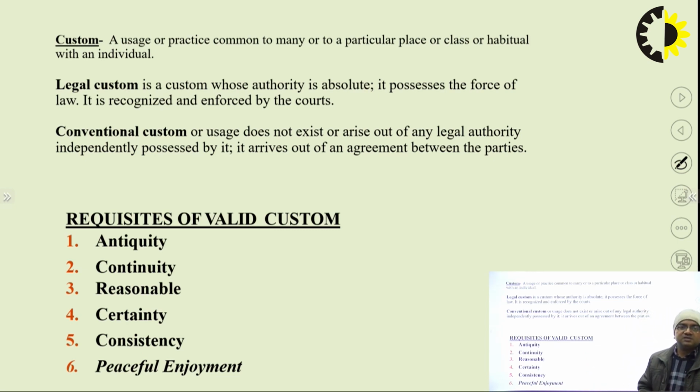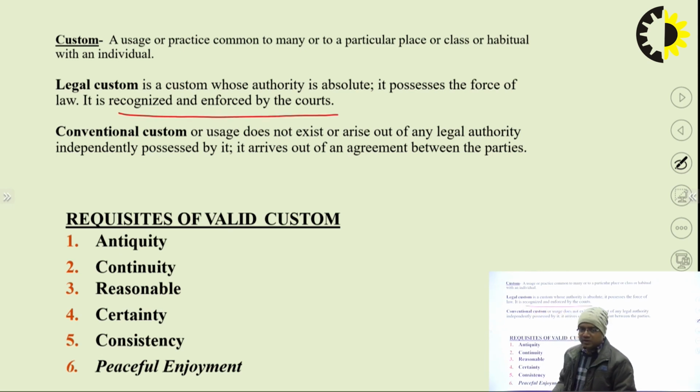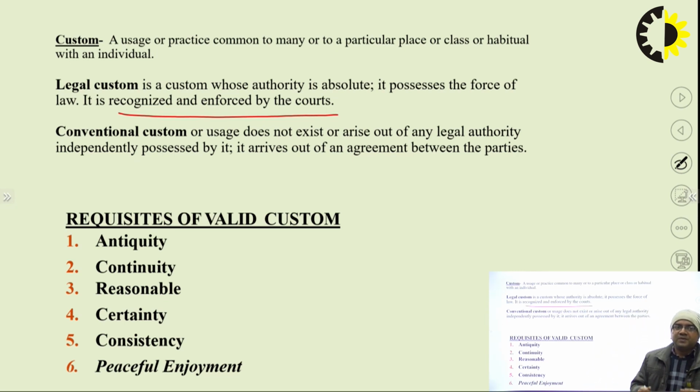First one is the legal custom. It is a custom whose authority is absolute. In the eyes of law, it is recognized that there is such a custom, and it has been practiced by a large number of people, so it has got legal recognition. It is recognized and enforced by the court. Even the legal system of a particular country is very much aware that such a custom actually exists.